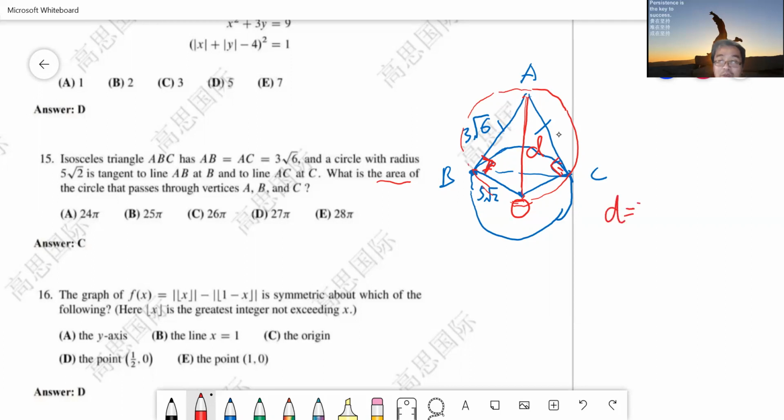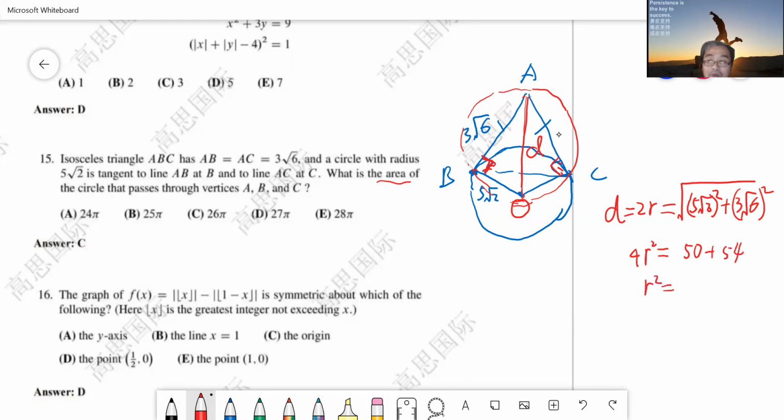Diameter is equal to 2r, which equals the square root of 5 squared plus 5 squared, then plus 3 squared plus 6 squared. So which equals, yeah, we just square both sides. I think we just get 4r squared because we just need r squared. So this side is 50, plus this is 54. We have r squared equal to 104 divided by 4. That's 26. R squared equals 26.